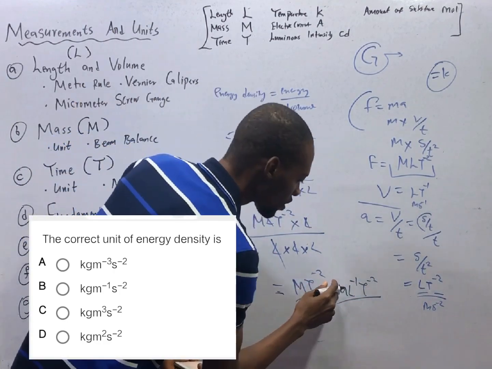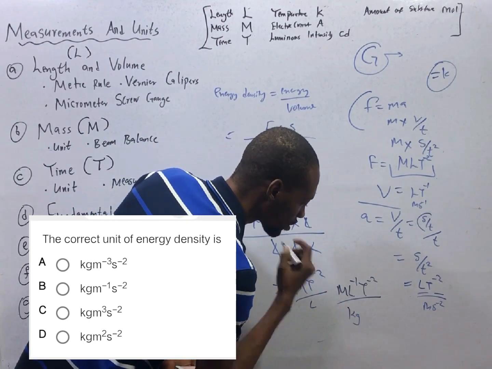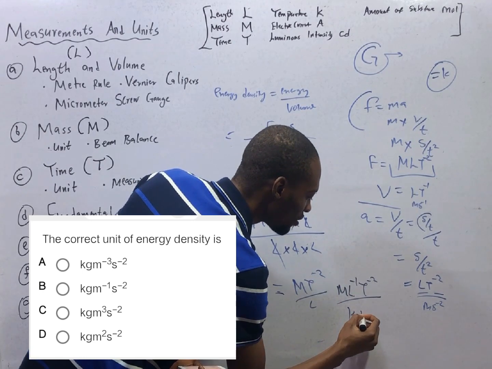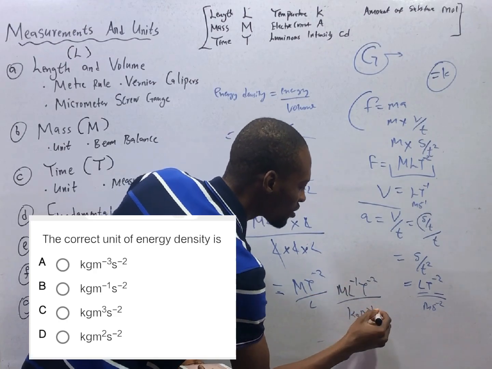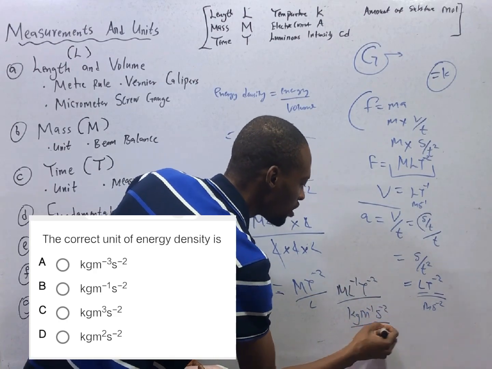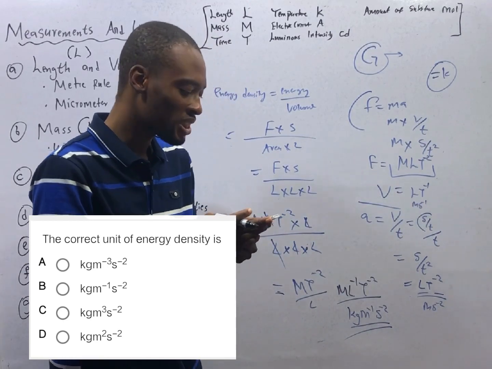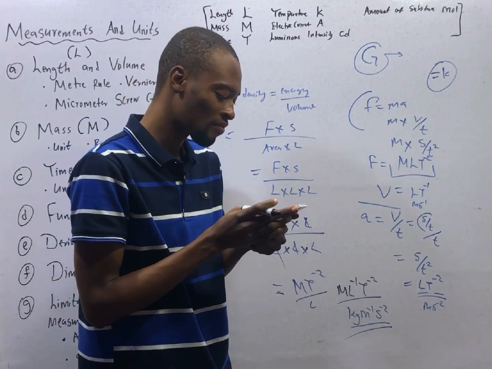This is simply M is mass, kilogram. Length is in meter, so kilogram per meter, which is meter raised to the power of minus 1. Time is second, second raised to the power of minus 2. So from dimension, we've gotten unit, kilogram per meter per second squared, as seen in option B.